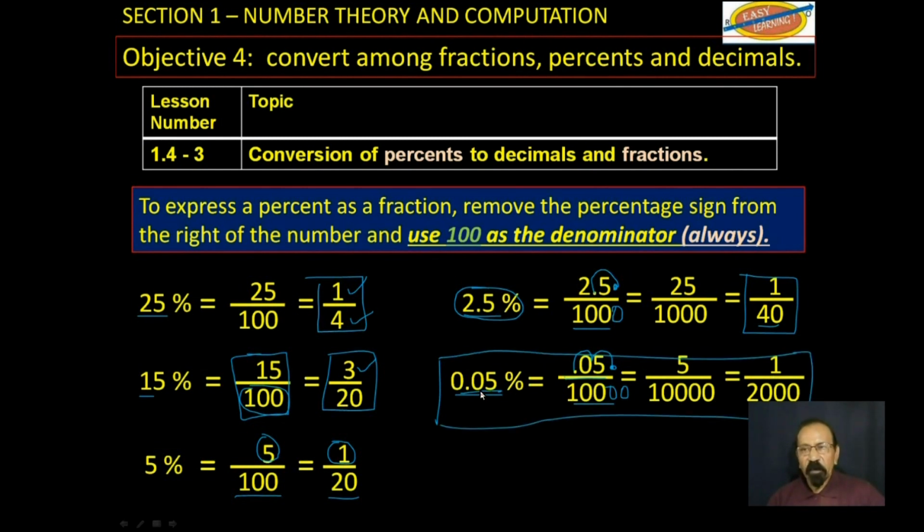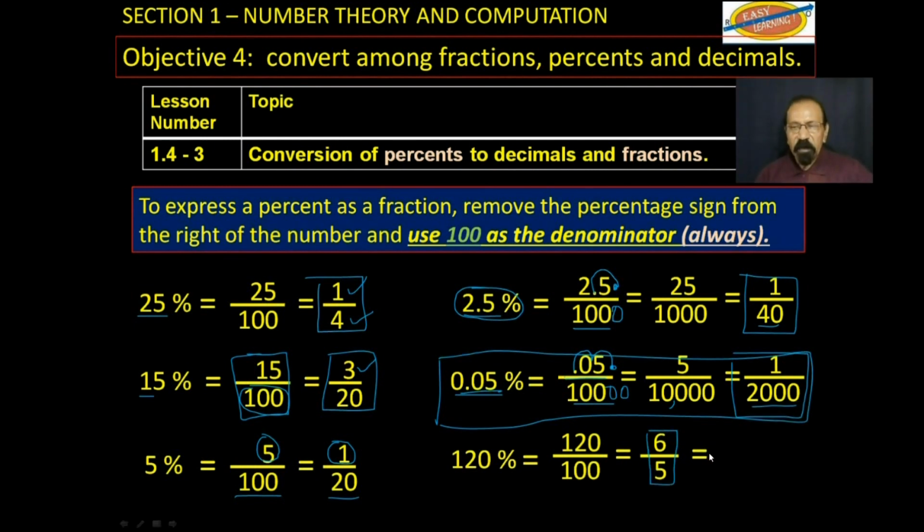0.05% is 0.05 out of 100, which is 5 out of 10,000, which is 1 out of every 2,000. And then we come to 120%, which is 120 out of 100. So this is very unusual, which means 6 out of every 5. This is an improper fraction. We can convert it to a mixed number: 5 goes into 6 one time, with 1 remaining over 5. So you can see we have a mixed number here.